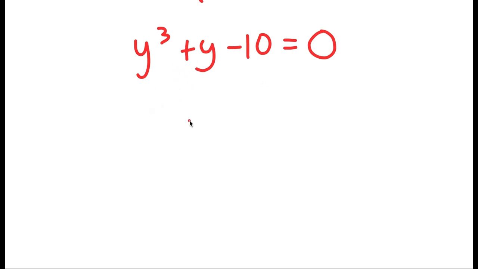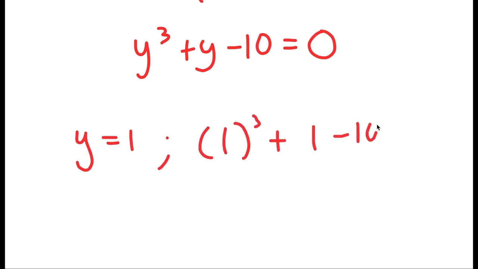Now, what I need to do is first find one solution of y, and then once I have that solution, I can find the remaining solutions. So to do that and find that first solution, I'm just going to test values of y. So we're going to start with y equals 1. So when y equals 1, I have 1 to the power of 3 plus 1 minus 10 is equal to 0. Well, 1 to the power of 3 is 1, 1 plus 1 is 2, 2 minus 10 is negative 8, which does not equal 0, so this does not work.